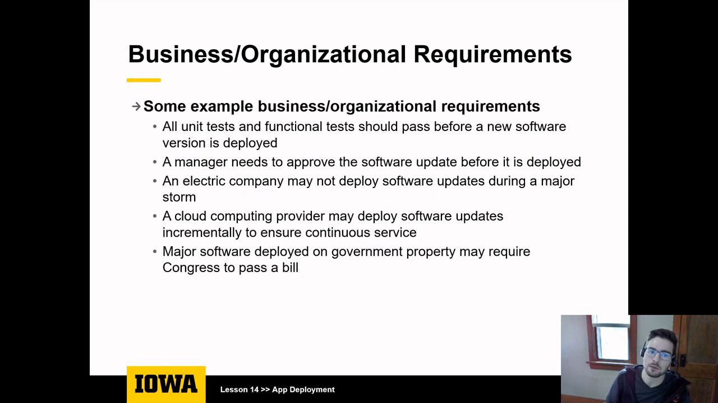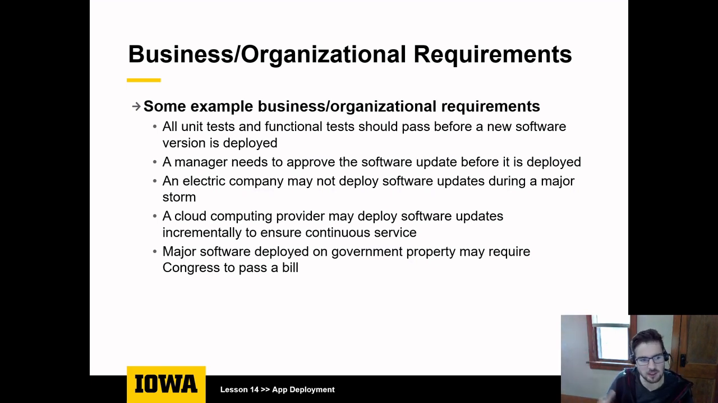Another example is a cloud computing provider that says, well, we have to deploy new versions of our software incrementally so that part of the data center can use the old version, and then we incrementally add the new version to one machine at a time so that we can continually provide service to our users. Okay, you get the idea.